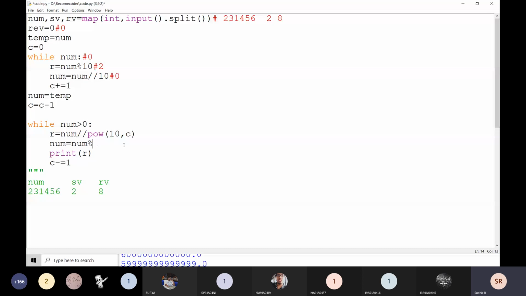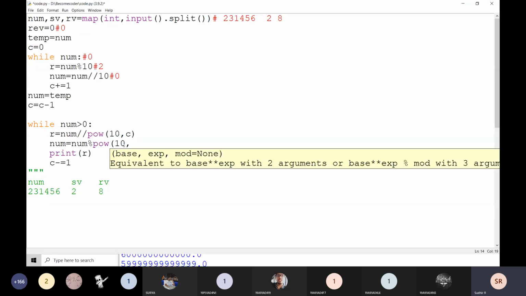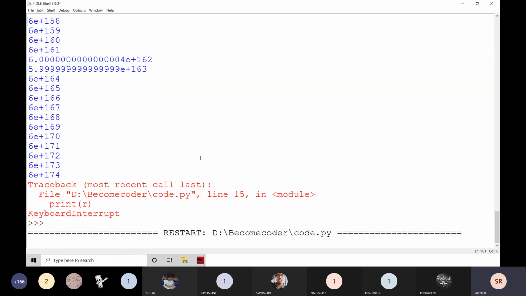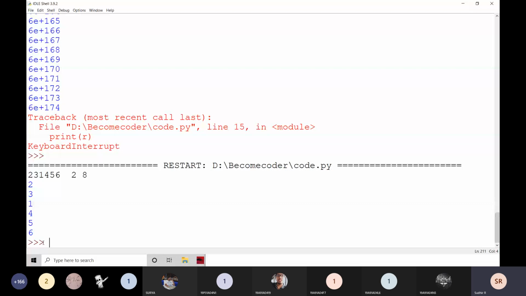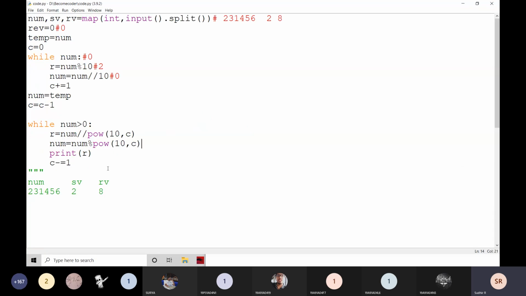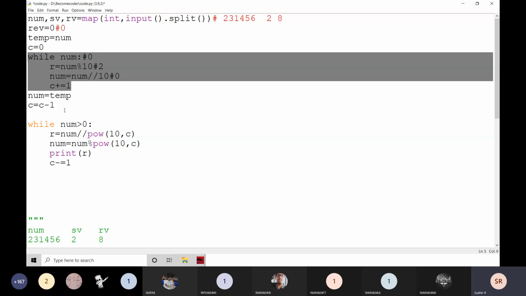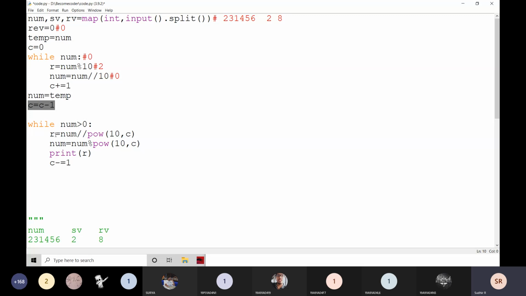Number is equal to, sorry, it's going to be power of 10 comma C. I have to write like this also, and this is the value, and yes, it is going to be printing from the first value 2 3 1 4 5 6. Yes, in this way I'm going to trace from the first value. Now it is clear. Is it clear how I am getting this? I'm going to find how many digits it is, and digits minus 1, and again I'm going to do the power of. I will write the code and I will explain it.